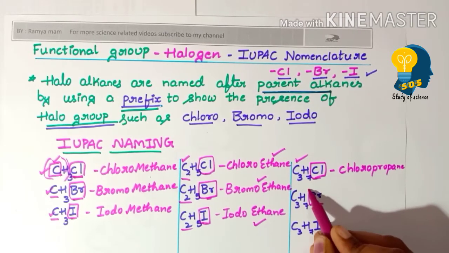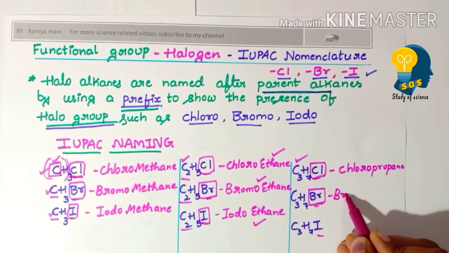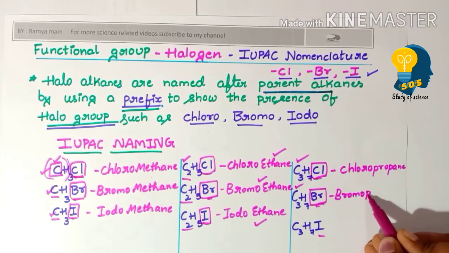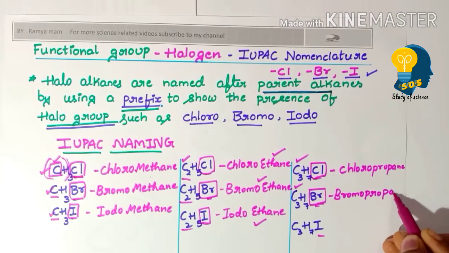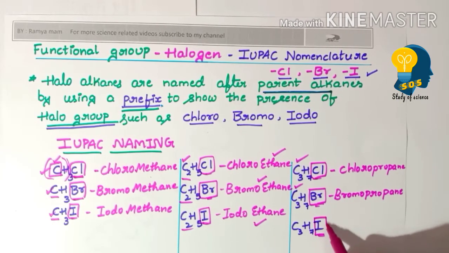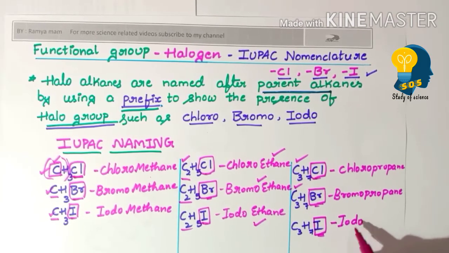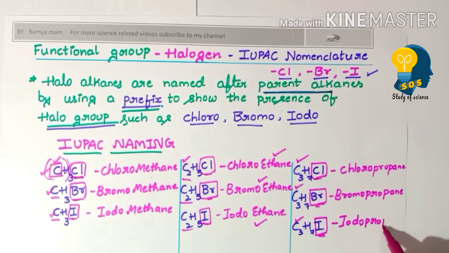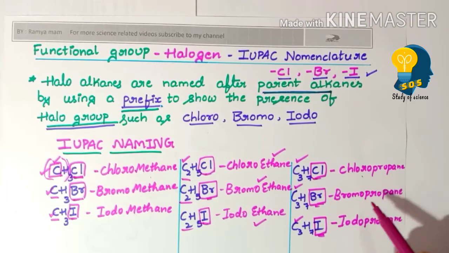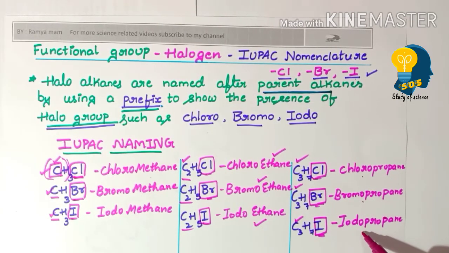Then what is the next functional group here? It is bromo. How many carbon atoms are there? Three, again prop. It is propane. It is bromopropane. Then moving to the next functional group, it is iodo. How many carbon atoms are there? There are three carbon atoms, again propane. So chloropropane, bromopropane, iodopropane. You can continue writing the next members.